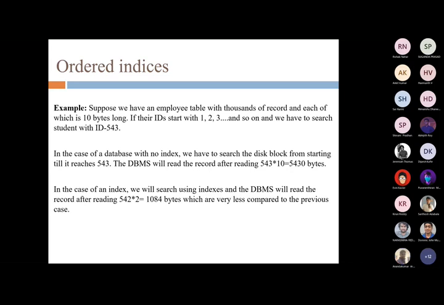So 542 into 2 bytes, it's going to be 1084 bytes that are required to look for the particular search key, and it contains the pointer to the location of the particular record. So whenever you go for indices, you will be able to reduce the time of locating a particular record in a disk.